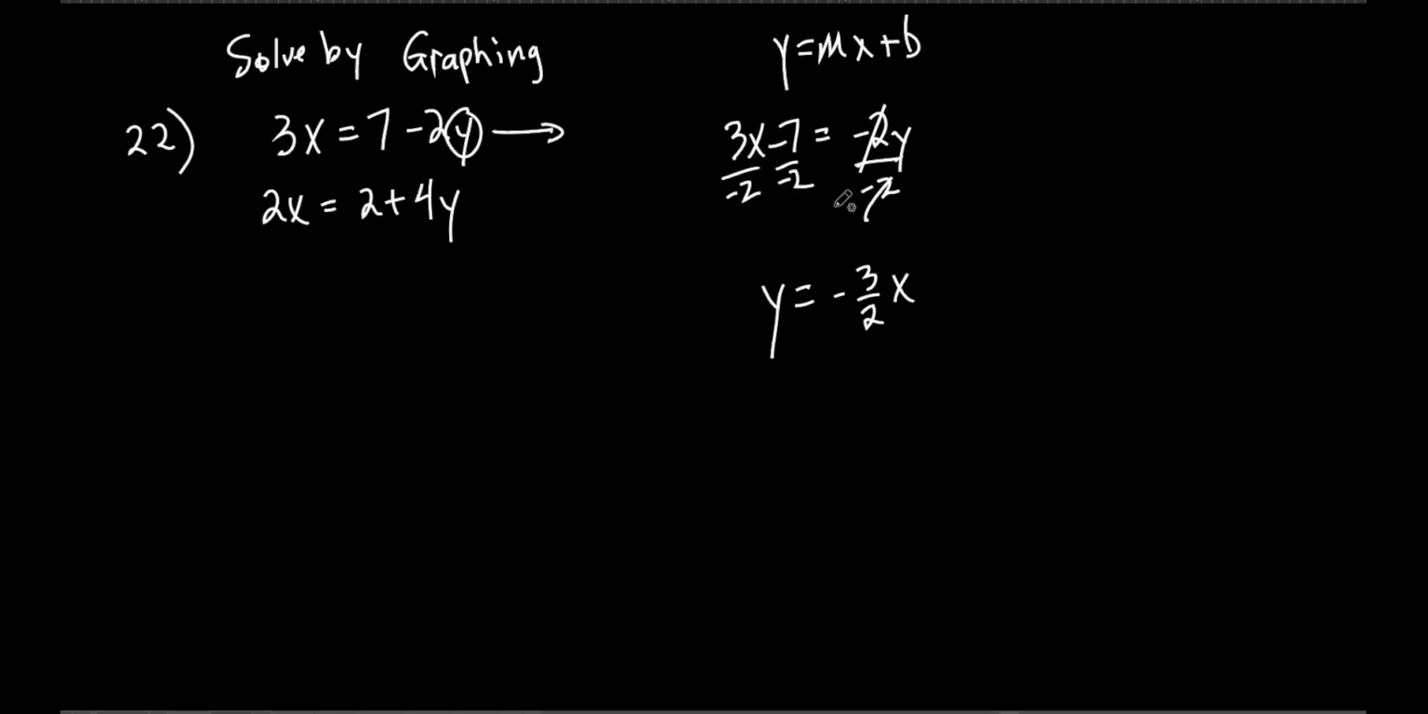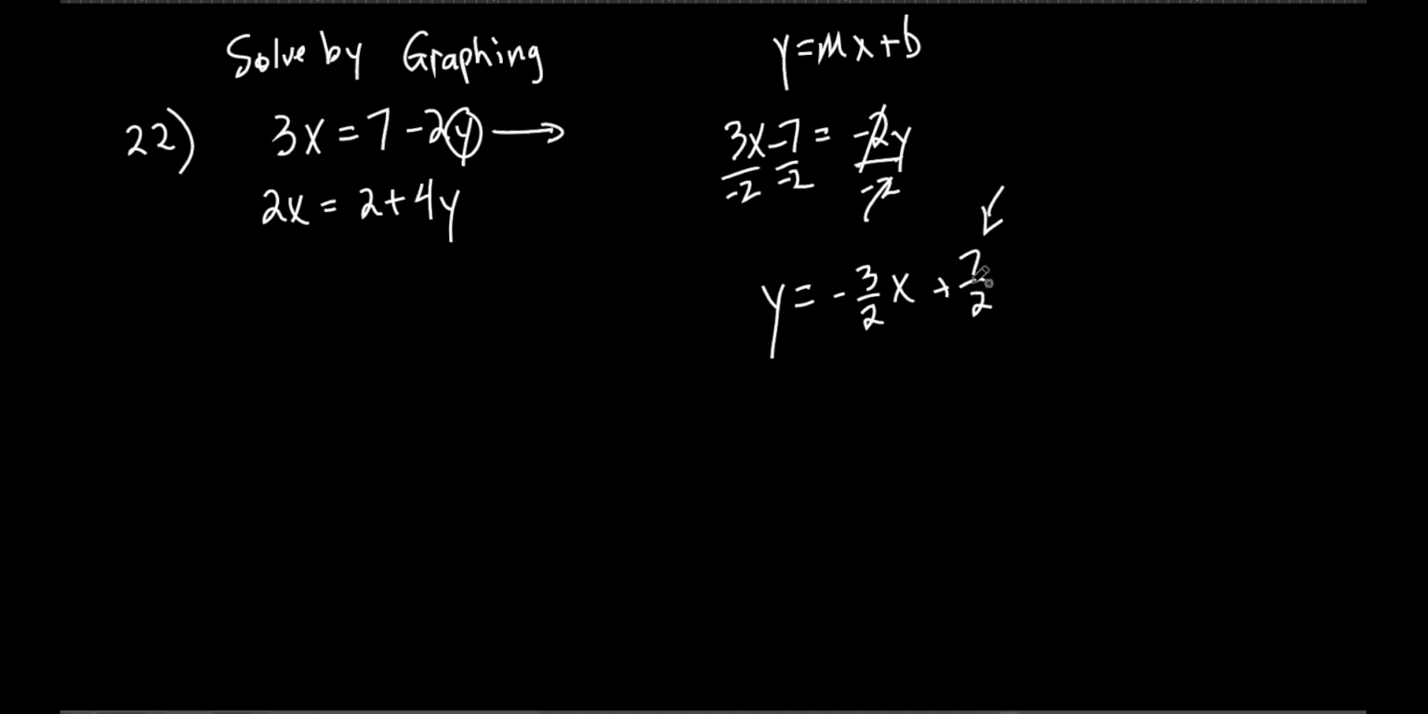And this is negative 7 over 2, oh, that would be a terrible one to do, wouldn't it? Well, that's all right. We can still do this one. Negative 3 over 2 x plus 7 over 2. And we have to graph that. Did we do this in class? It seems like we might have done this together in class.